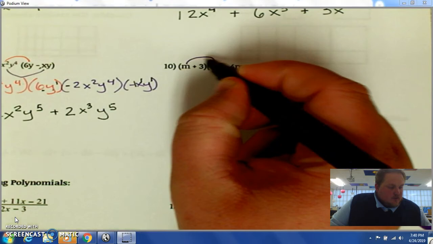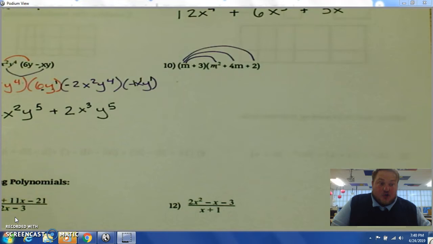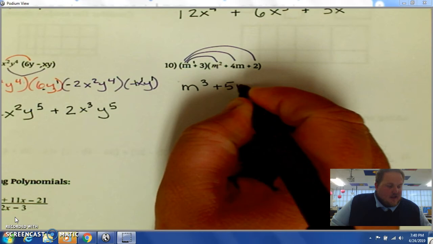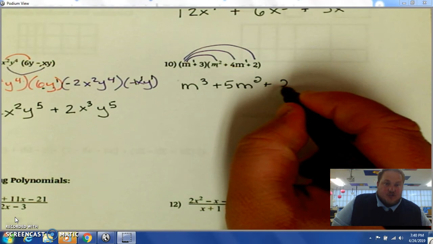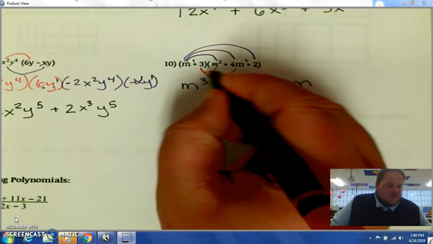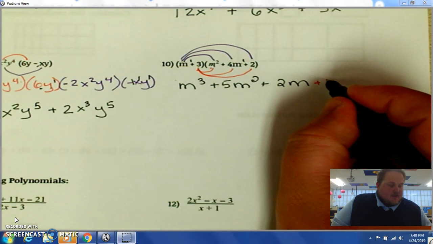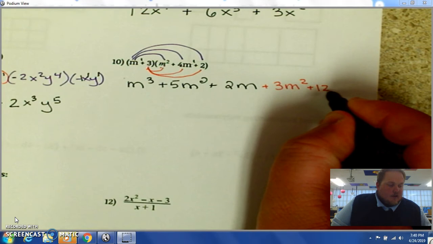And again, you multiply the m times everything. So we have m times m squared, which is m cubed. M times 4m, which is 4m, and then you got to square it because it's 1 and 1. And then plus m times 2, which is 2m. Then you multiply that 3 by each item. Okay? Make them little branches. 3 times m squared is plus 3m squared. Okay. 3 times 4m is plus 12m. And 3 times 2 is plus 6.